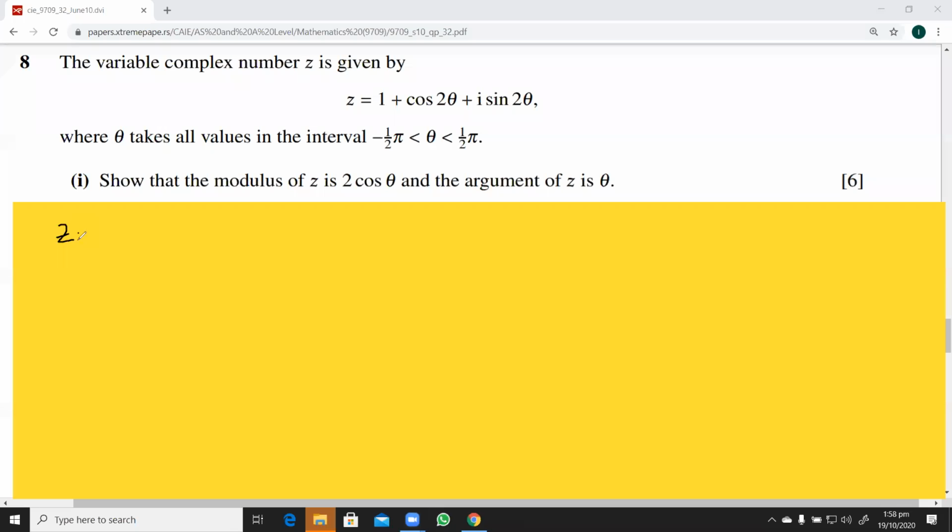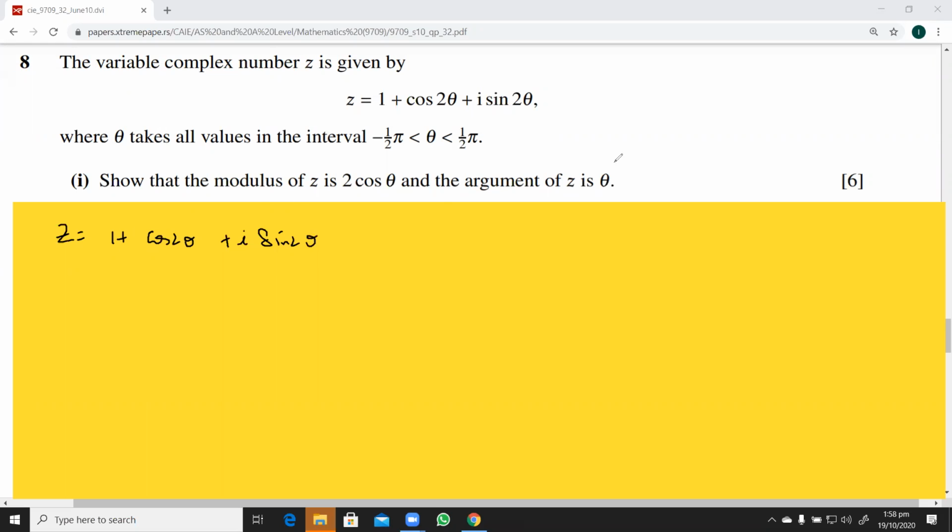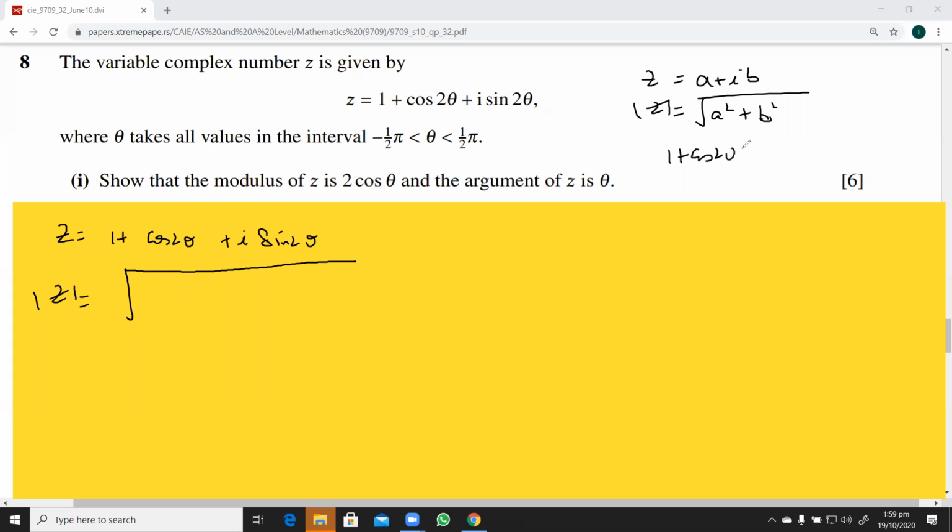So this z is 1 plus cos 2 theta plus iota sine 2 theta. When you have a complex number a plus iota b, that is your z, the modulus is going to be the square root of a square plus b square. So the modulus of z is going to be the square root of, now instead of this 1 plus cos 2 theta, let me write 2 cos square theta, because 1 plus cos 2 theta is 2 cos square theta.